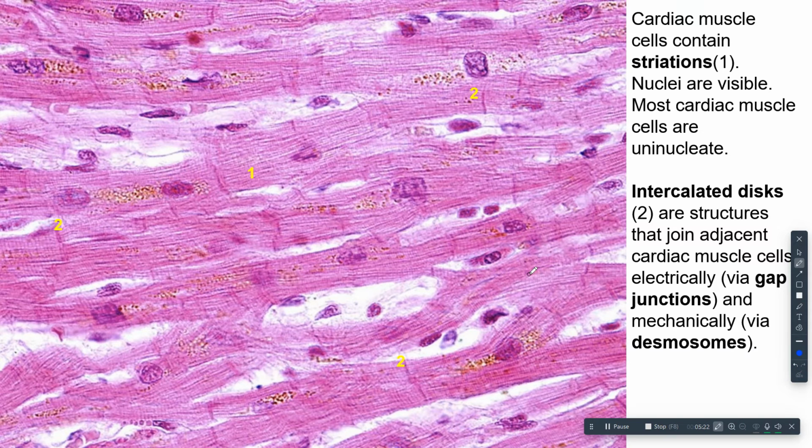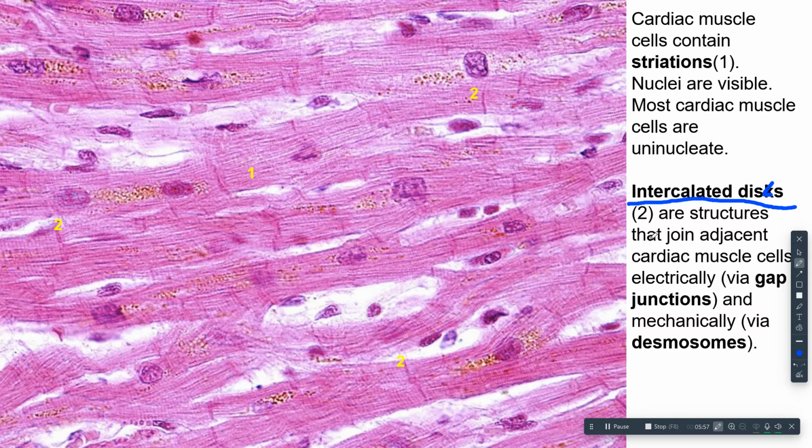Okay, I've also got these structures called intercalated discs. And you can think about the word intercalated as meaning stuck in between. So intercalated discs are in between cardiac muscle cells. So like this line right here, this red line is an intercalated disc. Here's another one. Here's another one. Once you can find one, you should be able to find a whole bunch. And every time I see an intercalated disc, that means there's a cardiac muscle cell on one side of it and another cardiac muscle cell on the other side of it.